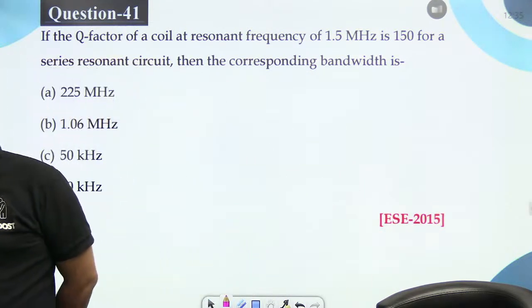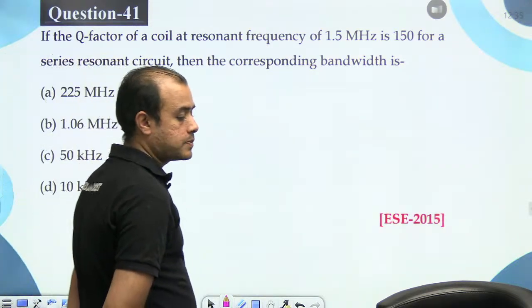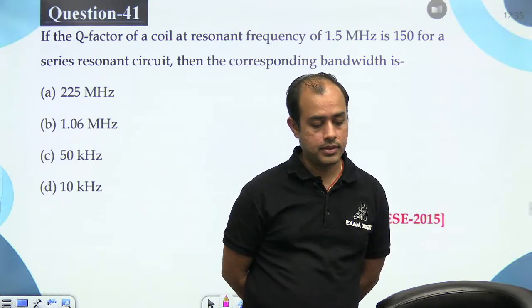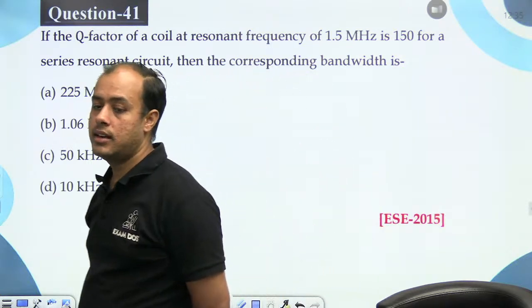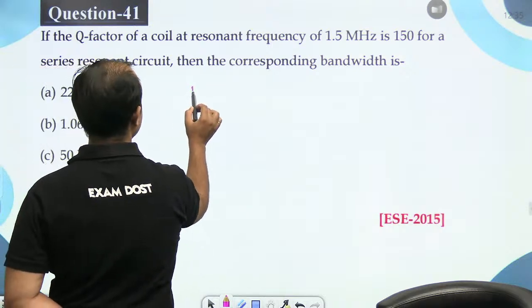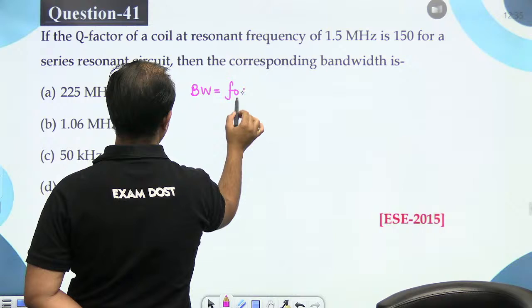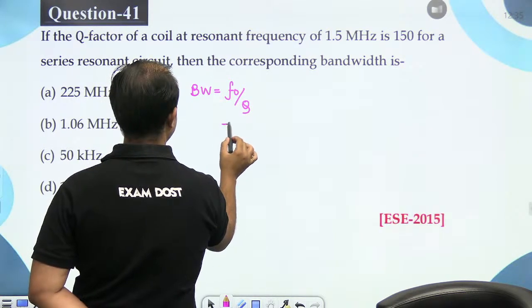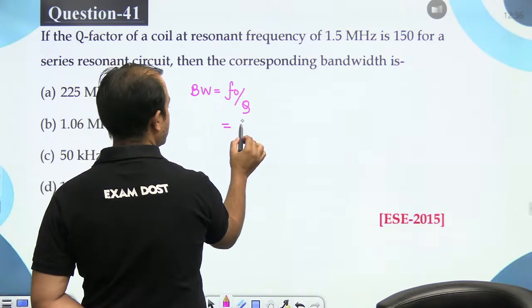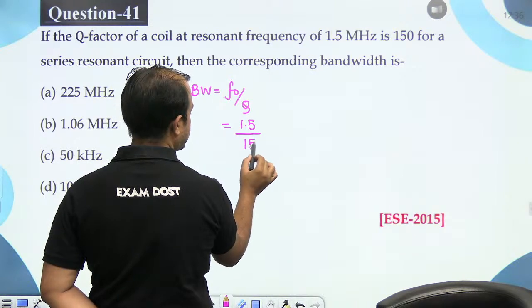Quality factor of a coil at resonance frequency 1.5 megahertz is 150. Then the corresponding bandwidth is. Very easy question. Quality factor and resonance frequency is given. Now look, I need the bandwidth in hertz, Rakesh bhai, so if I need it in hertz I will use f naught and I will get it in hertz. If I use omega naught I will get it in radian per second.